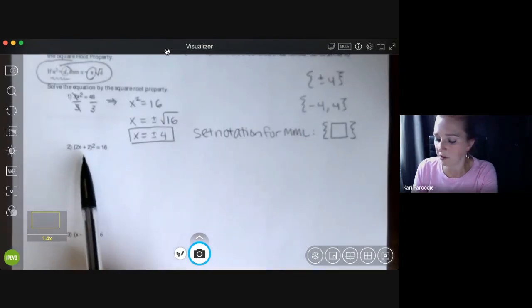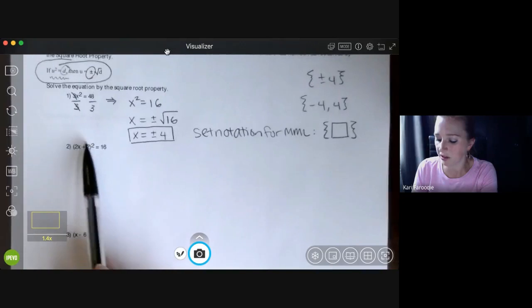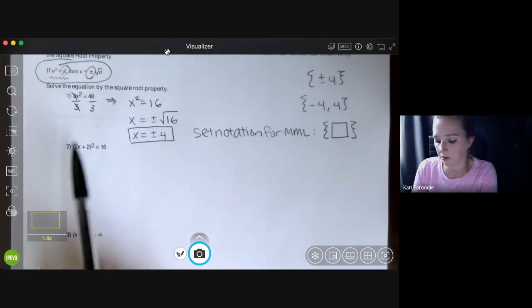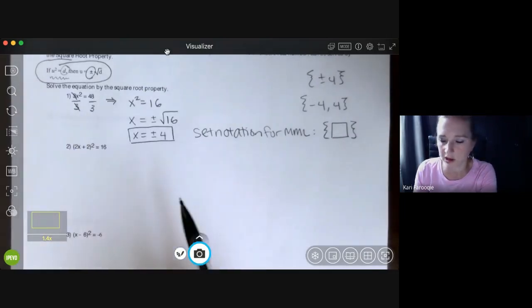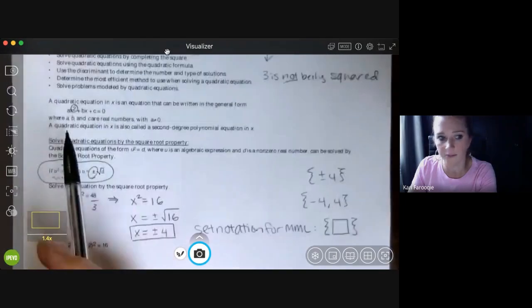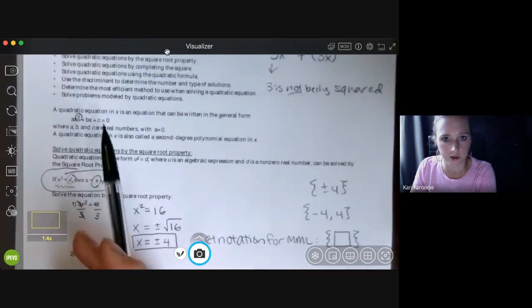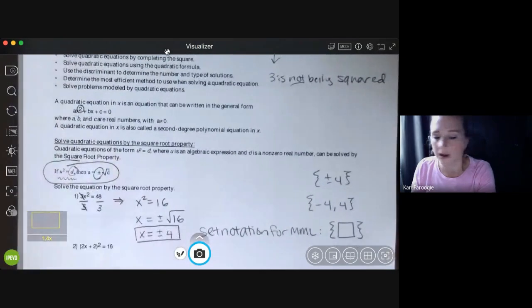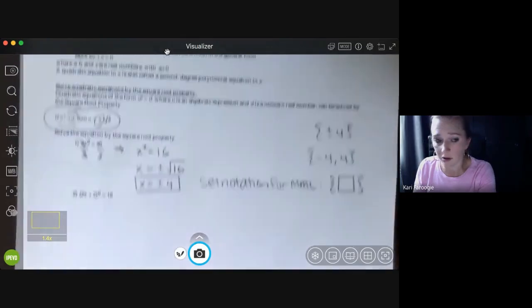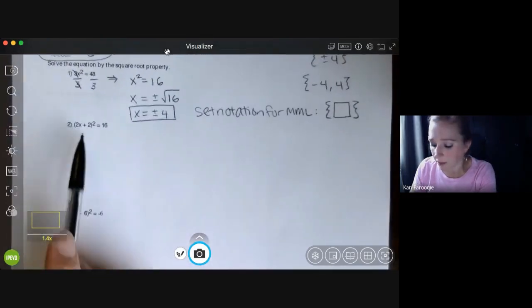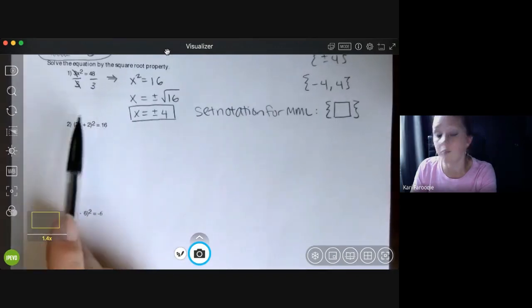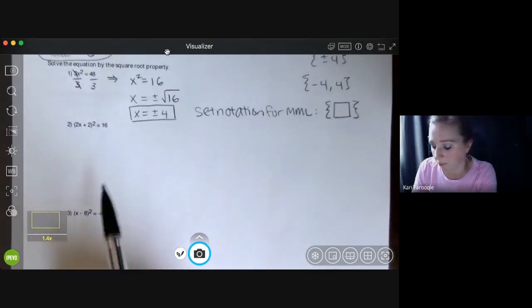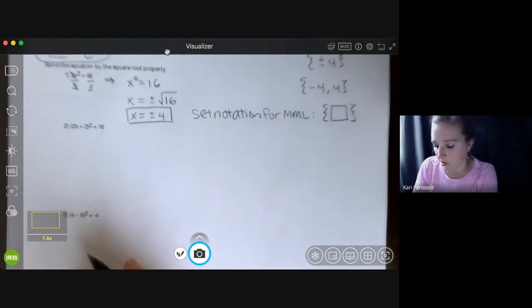I have seen students in the past who have taken this left-hand side and they've FOILed it out and they've gotten 4x squared plus blah, blah, blah equals 16. They subtract 16 and they get something back in standard form, and then they use the quadratic equation. I mean, technically, however you get to the correct answer is fine, but this is set up for you to use the square root property. It's meant to be used with the square root property. So that's what I would suggest using here.